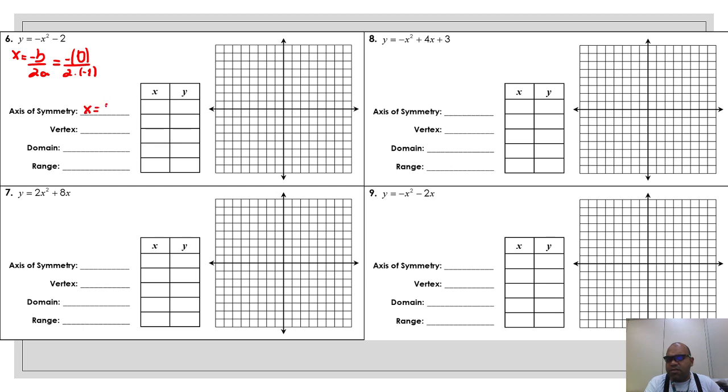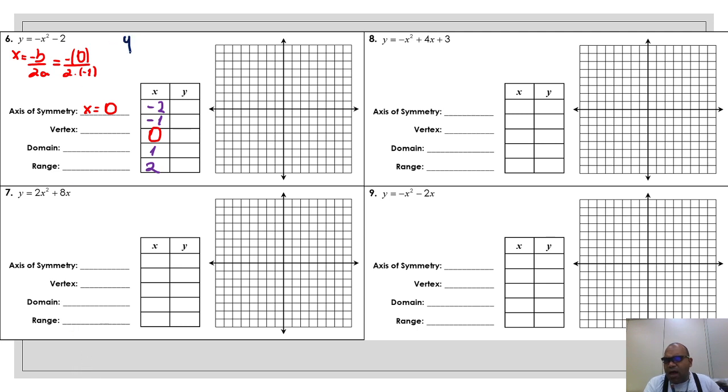X equals 0. Then in the middle row, I know the first value is 0. Right now, guys, solve for y. First, let's pick some neighbors. The neighbors less than 0 are negative 1 and negative 2. Greater than 0 are 1 and 2. And right now, I forgot to use the x of symmetry to figure out the result.